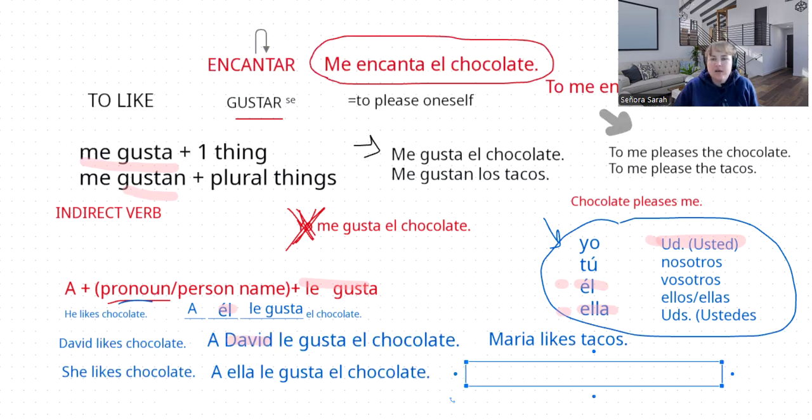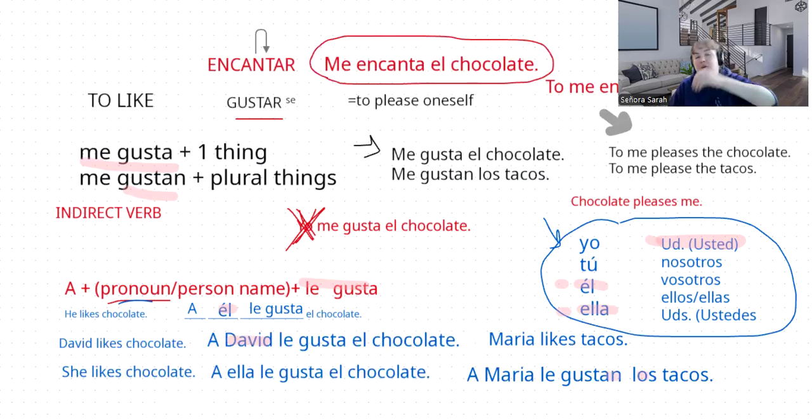You see what we did? We did gustan because we got a plural thing after it because it says the tacos please Maria. That's really what we're saying. To Maria pleases the tacos. We got le because we got one person that we're doing the pleasing to, right? But it's not me. If you're saying to me, you got to use me.